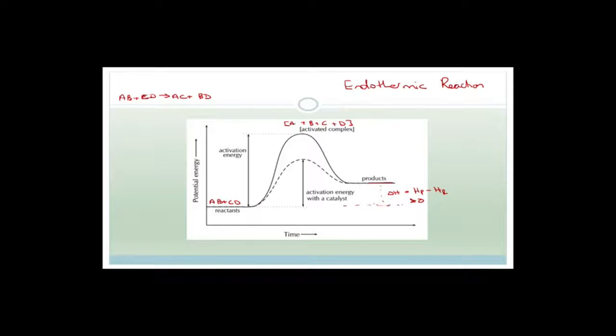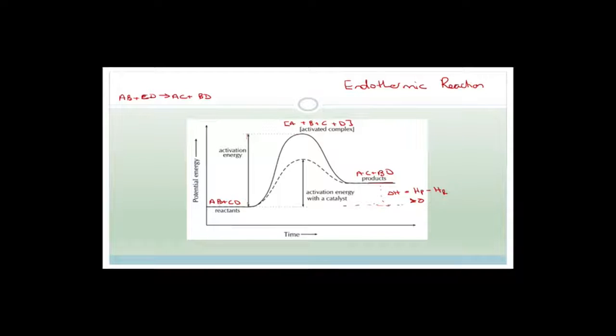At this point, if there's not enough energy, they're going to go back to being reactants, okay? Whereas if we have enough energy to get over this energy hump and we get to the activated complex, then we form the products, which are going to be AC plus BD. And in this case, it's an endothermic reaction, which means the products have got more energy than the reactants.